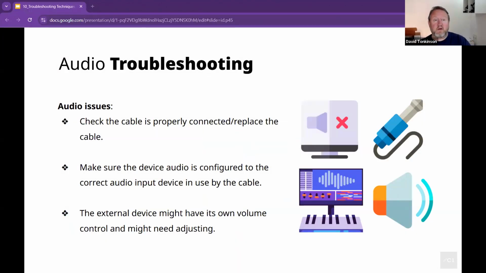Move swiftly onto audio troubleshooting. So we know we all love beautiful sound. It's great when we're playing our fantastic music. We need to get our audio correct, isn't it? Most issues are caused by, strangely enough, cables again. I've said that several times, haven't I? Yes, so cables are the main cause of audio issues.